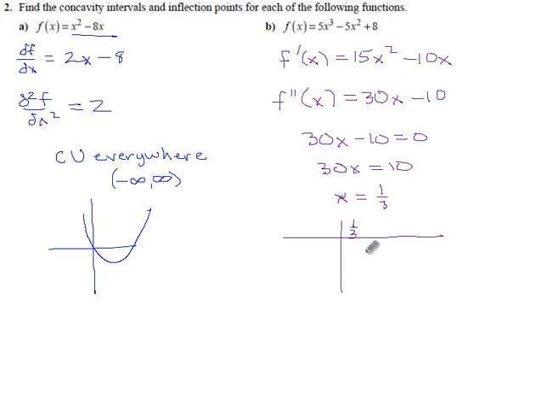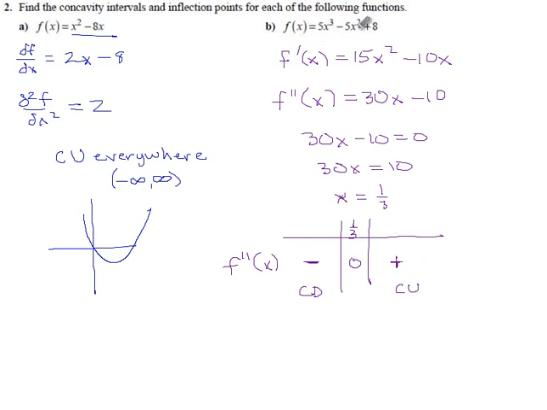I'm not at all sure that you need a table for something this simple, but just in case you want to see it. This is f double prime. If x is lower than 1/3, let's say it's 0, the second derivative would be 0 minus 10, which is negative. At 1/3 we get 0, and if x is 500 gazillion, we get a positive value here. So this curve is concave down until we get to 1/3, and it's concave up after that.